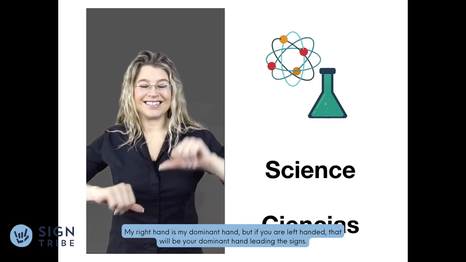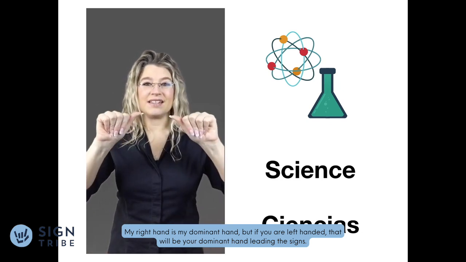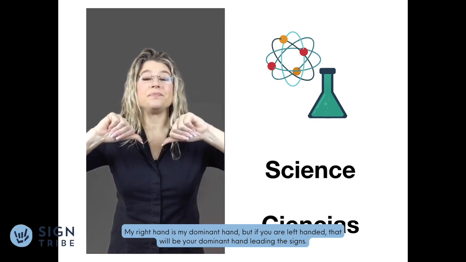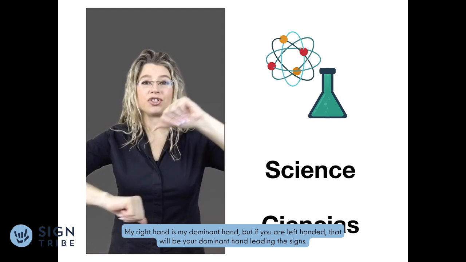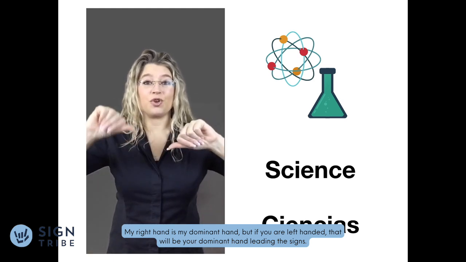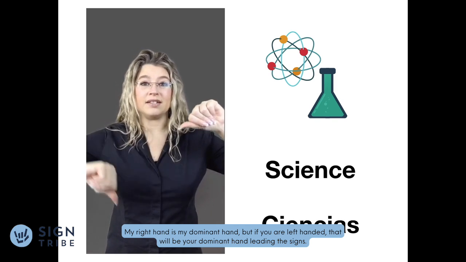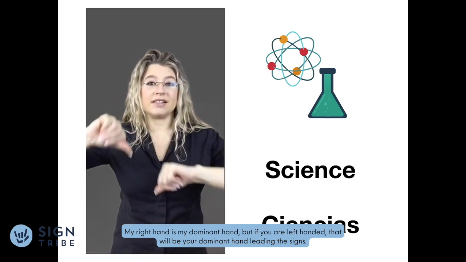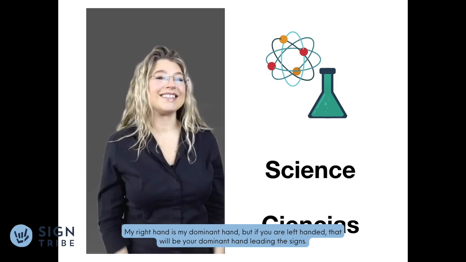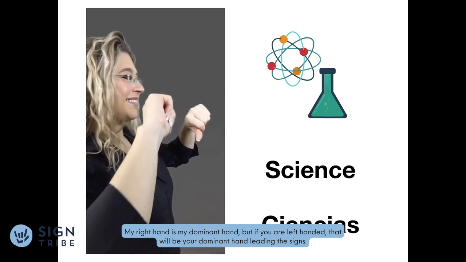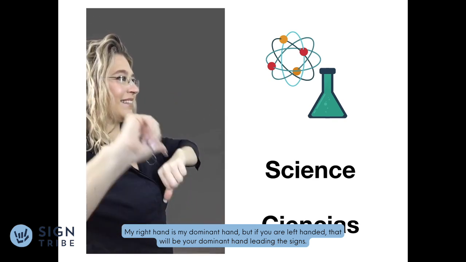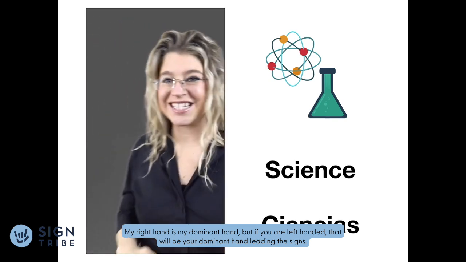Science. So you're going to make A's and have your thumbs pointed down, and you're going to alternate your hands. I usually start with my right hand, go down, left hand, right hand. Science. And just do it just a few times.